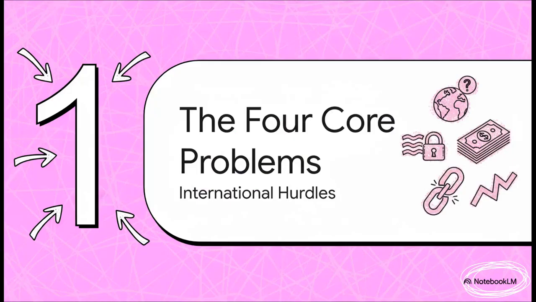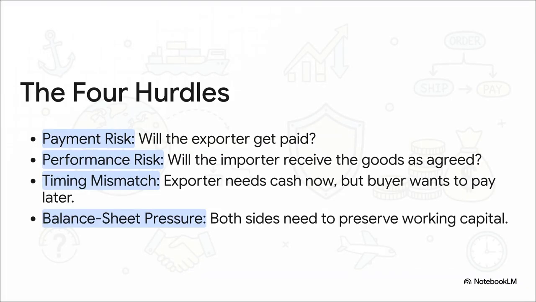Okay, so let's dive into this. To really get a handle on trade finance, we've got to look at the 4 core problems it's built to solve. You can think of them as these major hurdles that every single international deal has to overcome. So what are they? First up, there's payment risk. Pretty straightforward, right? That's the exporter's fear. Will I actually get paid for this?